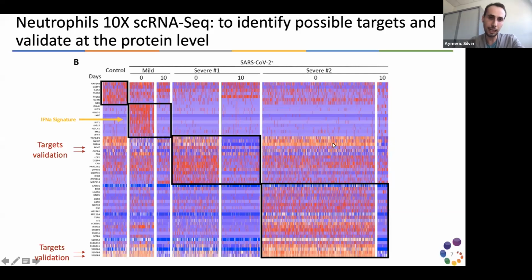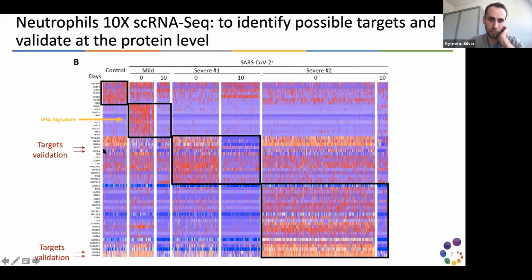This single-cell RNA sequencing revealed that in a mild patient at day 0, we observe a very strong interferon alpha signature with interferon-induced genes that was lost 10 days after the day that this person presented itself at the hospital with symptoms. And then in the severe patient, meaning that they were in ICU, we observe a completely different signature.